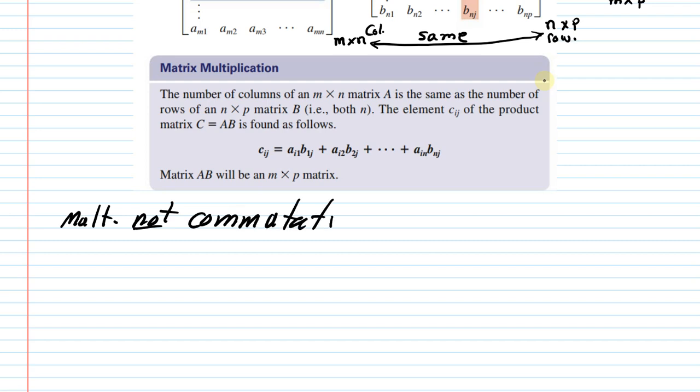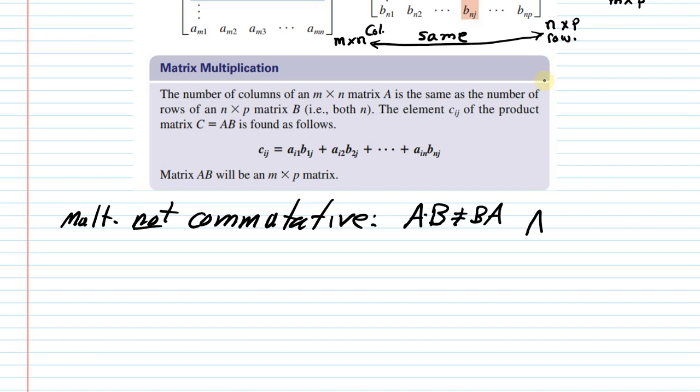So what does that mean? That means the order that you multiply the matrices makes a difference. So AB in general does not equal BA. Only for special matrices that's true, not in general. So matrix multiplication is not commutative. And sometimes it's not even defined.